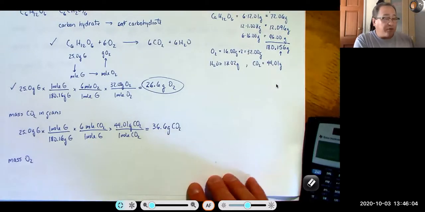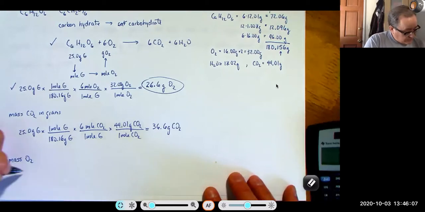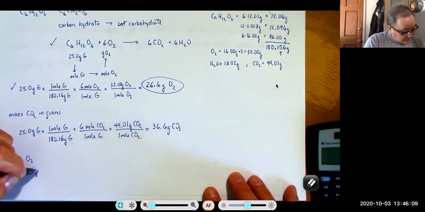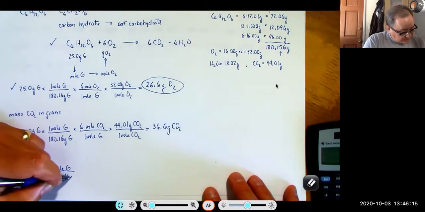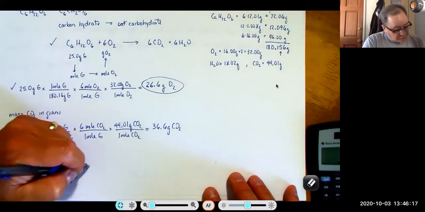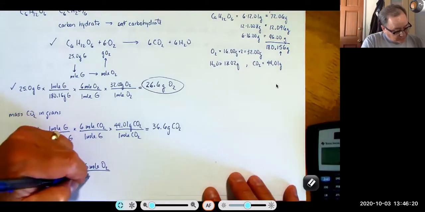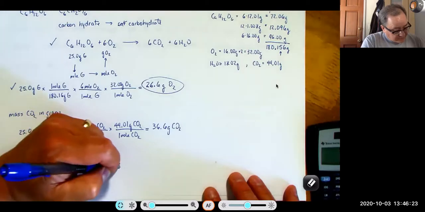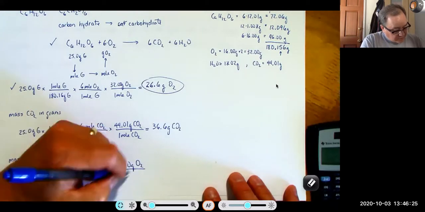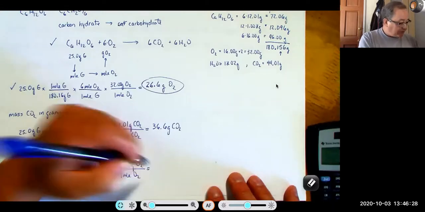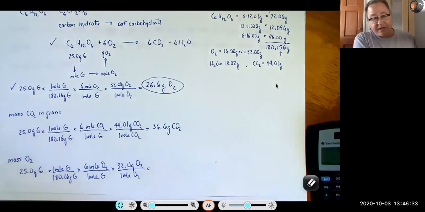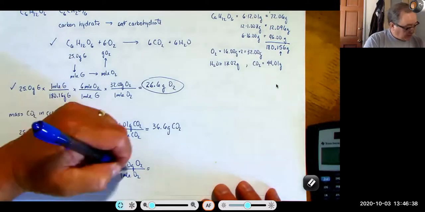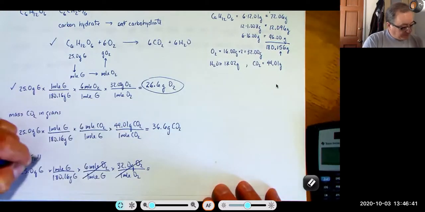We can get it one of 2 ways. Here's one way to do it. 25.0 grams of glucose times 1 mole of glucose per 180.16 grams of glucose times 6 mole of O2 to 1 mole of glucose times 32.0 grams of O2 per 1 mole of O2. And here you can see that this, oh wait, we've already done the O2, haven't we? We need to do the H2O, my bad. So I'm going to cross this off and cross this off, and we're going to put mass of H2O.